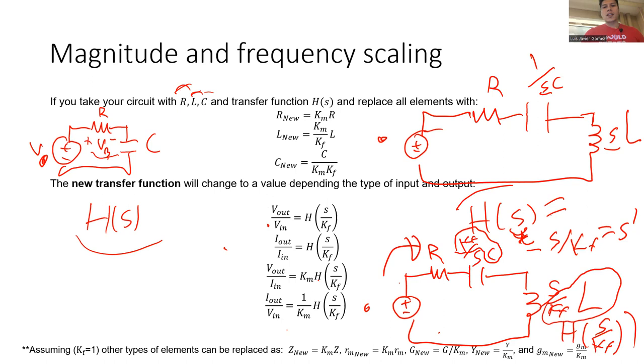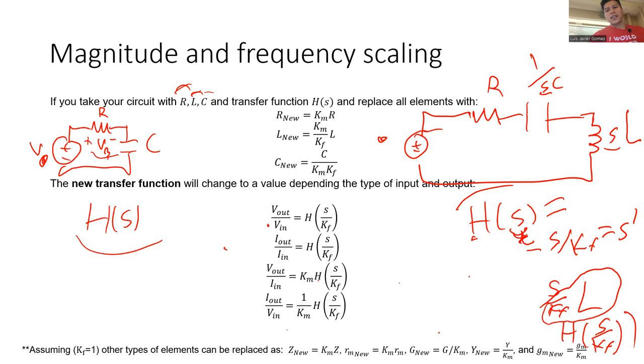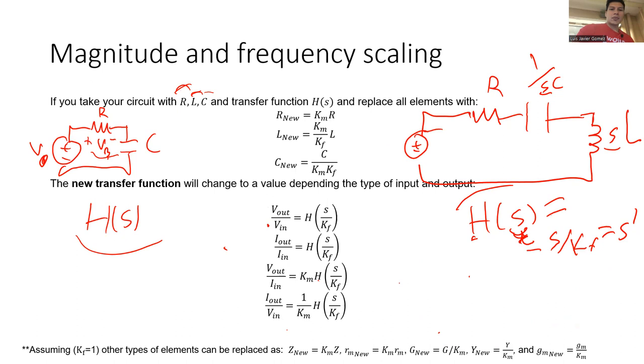In the same way, if I take this circuit, this is a bit more complicated, but let's see if it goes through.